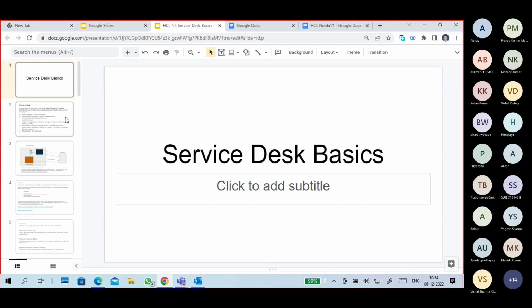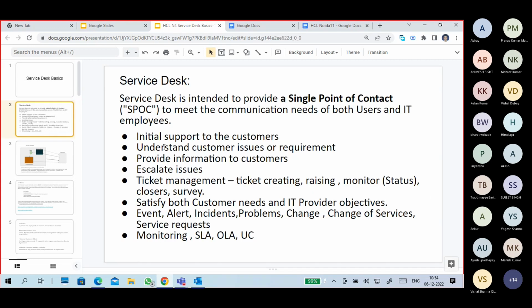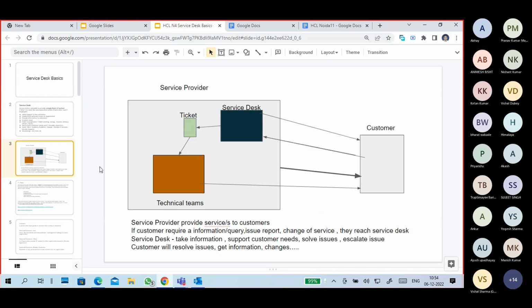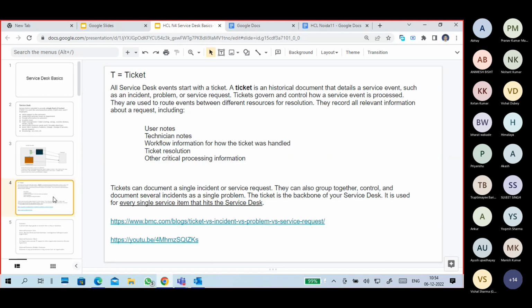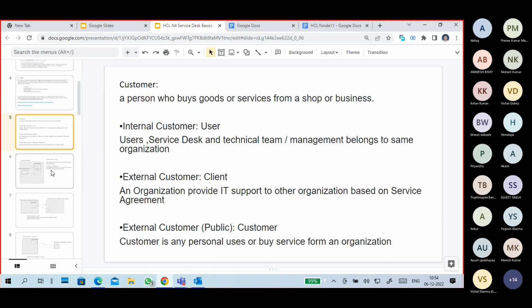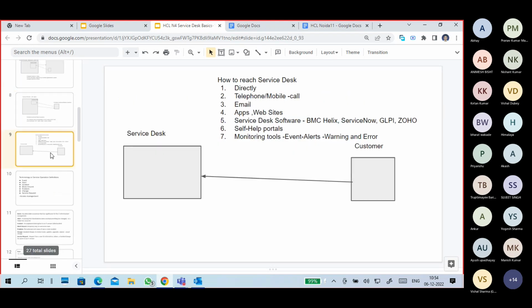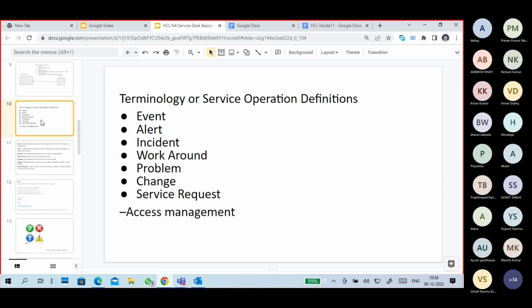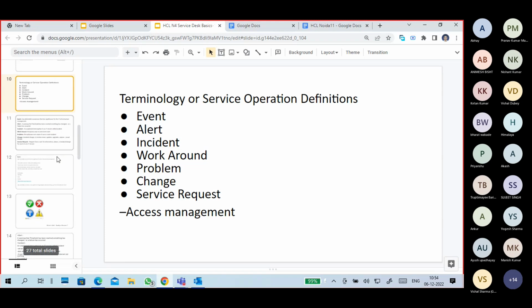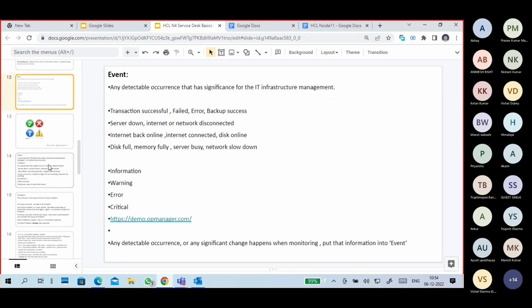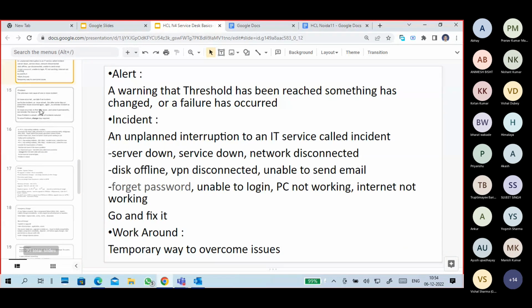Currently, what is the service desk, and what are its roles and responsibilities? What is the service provider and who is the customer? What is the meaning of a ticket? Different types of customers. How to contact the service desk, and certain terminology like event, alert, incident, workaround, problem, change, and service request. There are deep explanations there too.